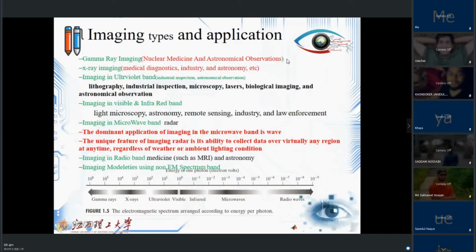Then imaging in the radio band, which is used in medicine, such as MRI, and in astronomy, which is more applicable. The EM spectrum band, which I show you here, you can see the gamma ray domain, X-ray domain, UV, infrared, microwave, and radio wave, indicated in this EM spectrum range according to the energy per photon. Let us see some examples.